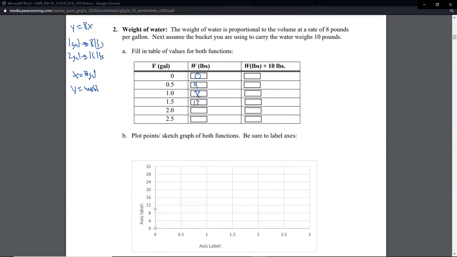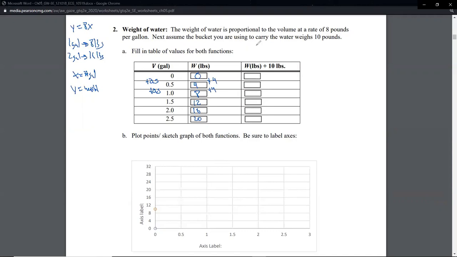1.5 would weigh 12. And instead of doing math by plugging it in here, I could just say, every time we go up 0.5 gallons, the weight goes up 4 pounds. This was up 0.5 gallons, and this was up 4 pounds. So if we go to 2 gallons, this should be 16. If we go to 2.5, this should be 20. Every time I go up a half, I'll go to 24, 28, 32, 36. That's the pattern in a larger table.